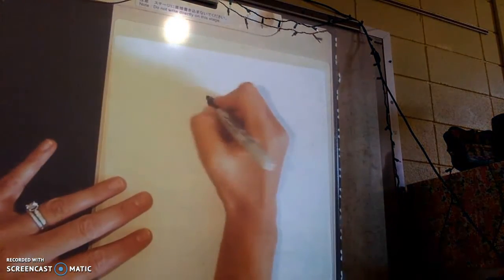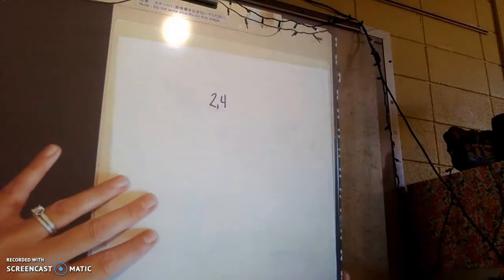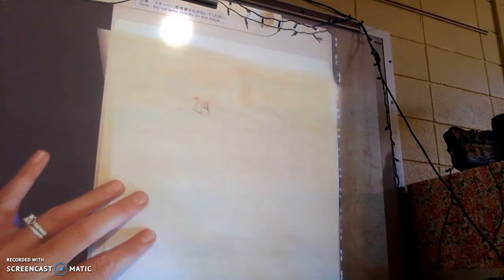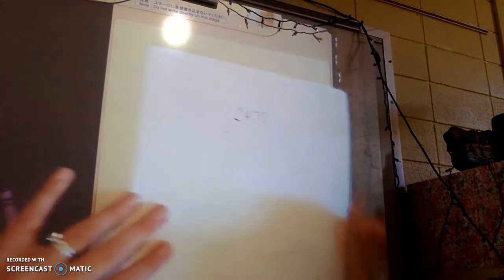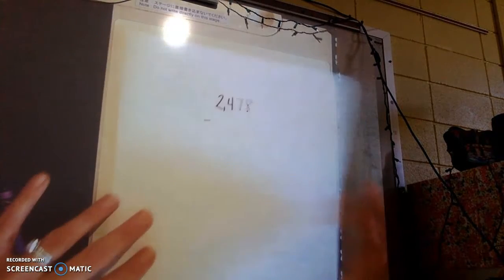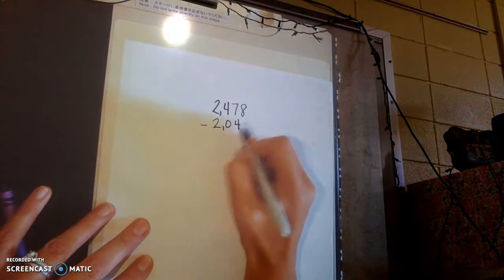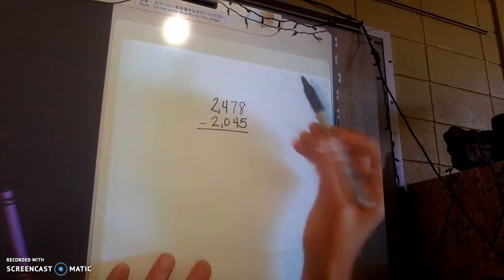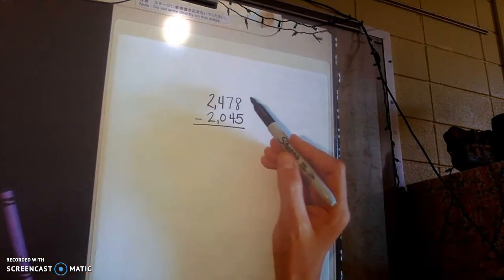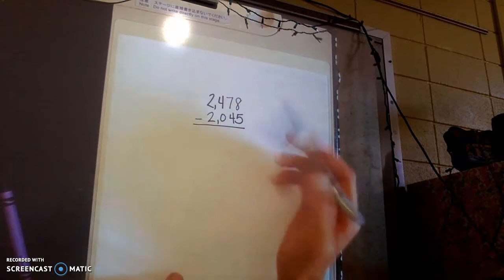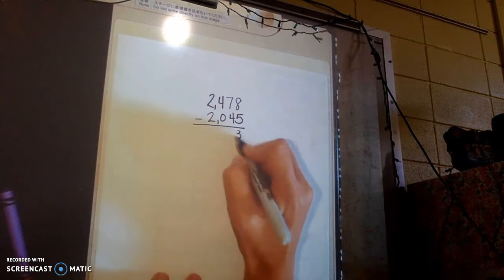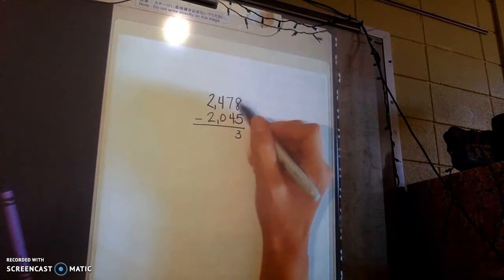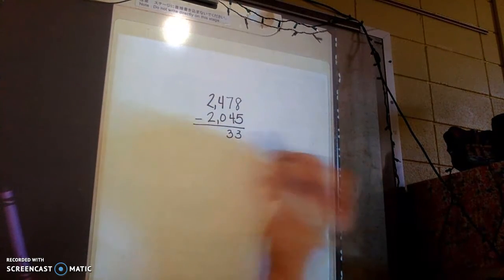So let's see. I have 2,478 and then minus 2,045. So now I just kind of have a simple subtraction problem, and I just have to go through and subtract each one of my place values. I'm going to subtract my ones place. 8 minus 5 is 3. 7 minus 4 is also 3.